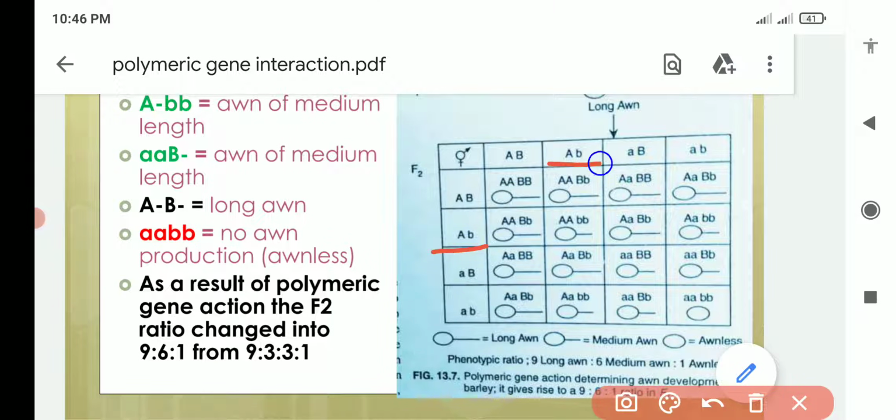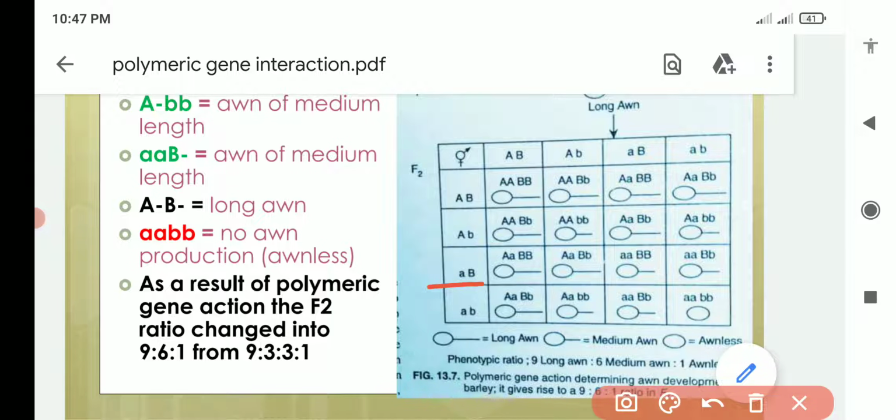When this will cross with this, then now capital A, small b is there. Now we get the medium awn length because now only capital A is present here. Okay, when we will cross this with this, then again we will observe the long awn length. When this will cross with this, then again we will observe the medium length because now capital A is alone present with small b. Okay, either capital A or capital A small a, it doesn't matter. Okay, because capital A is present, then it will give us medium length.